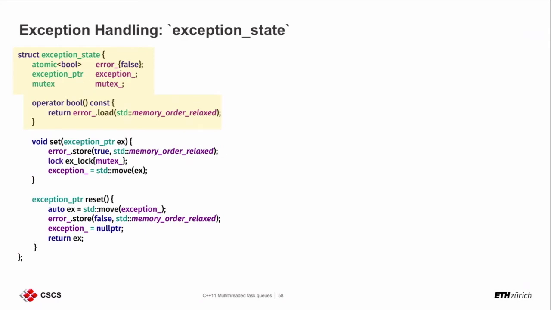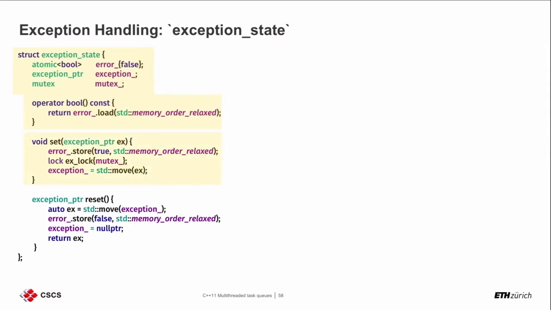So we want to implement a couple of functions on our exception state. The first one is this bool thing, which checks whether it's true or not, essentially. And what we want to do is just load the error, which is our atomic Boolean, with the memory order relaxed. Now, this is a little bit more tricky, why we can get away with this. I can talk about it in the end if we have time or if you're interested. It's just related to relaxing our synchronization constraints, which I mentioned before. So this allows us to execute a few extra maybe tasks even after an exception has been caught, and it won't make anything wrong. But it's a little bit tricky to explain. I can go over it in the end if necessary.